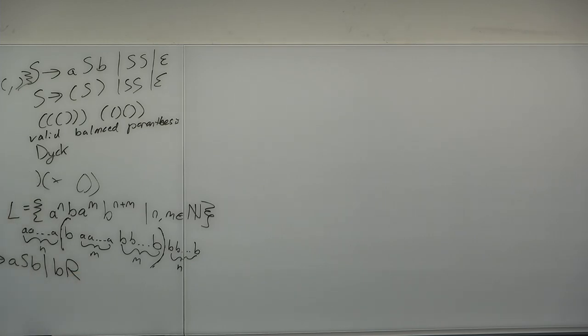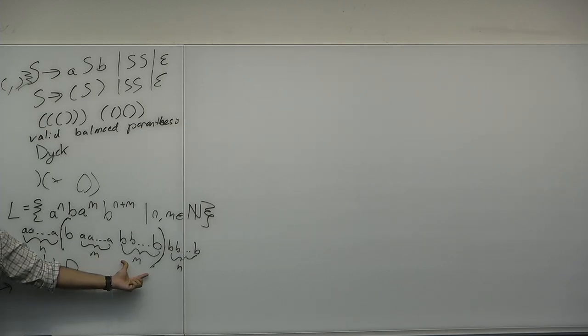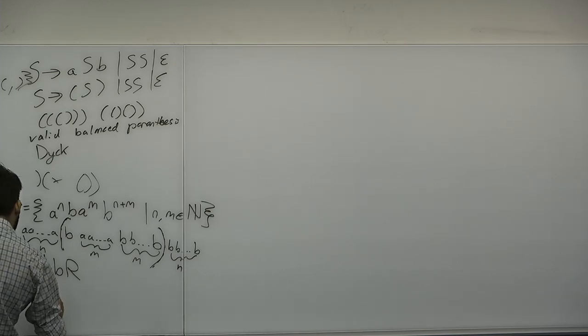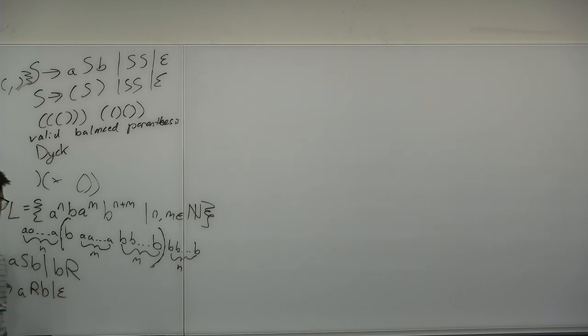And then R is going to go to something as well. Well, notice that in BR, this is that B. So this B is forced here. And then we want m A's followed by m B's. So it's just going to be ARB or epsilon. You guys agree that this grammar produces this language?